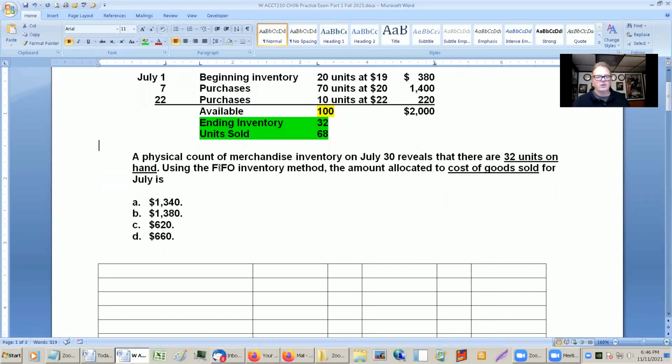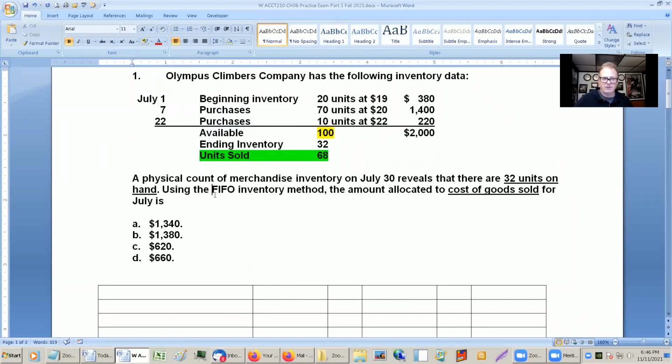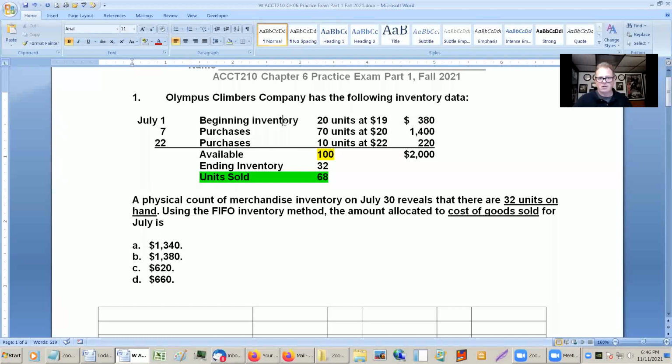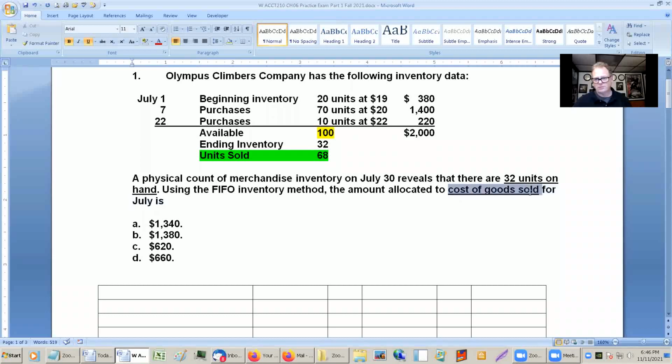All right, so we come in here for cost of goods sold. You're going to use this. It's more confusing. So units sold were 68. So you sold 68 units, and the question is, using FIFO, first in, first out, here's your data. What would be the cost of goods sold for this one using FIFO?